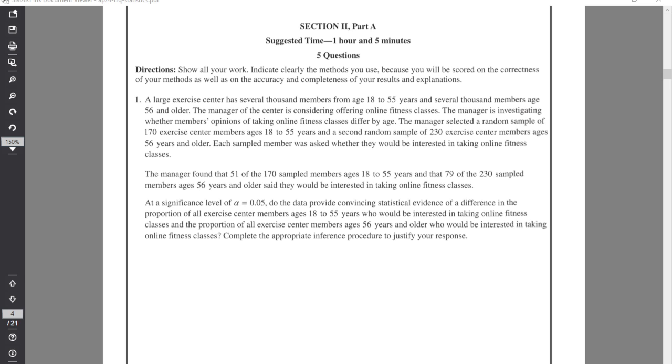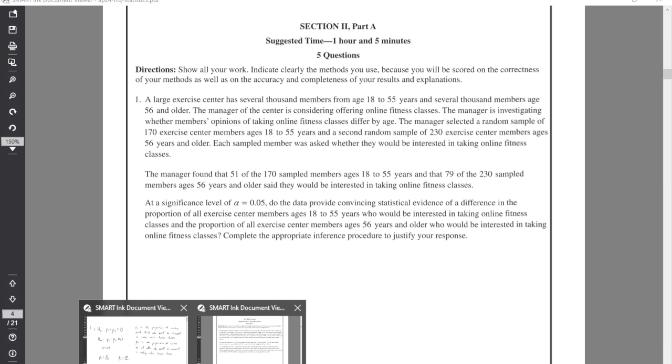And this one's going to be 2-sided. This is a 2-sided test. And we know that because it's asking if there's evidence of a difference in the proportions. It doesn't say whether they think one is bigger than the other for how much are interested in the online fitness classes. It's just asking, is there a difference, not in any specific direction.